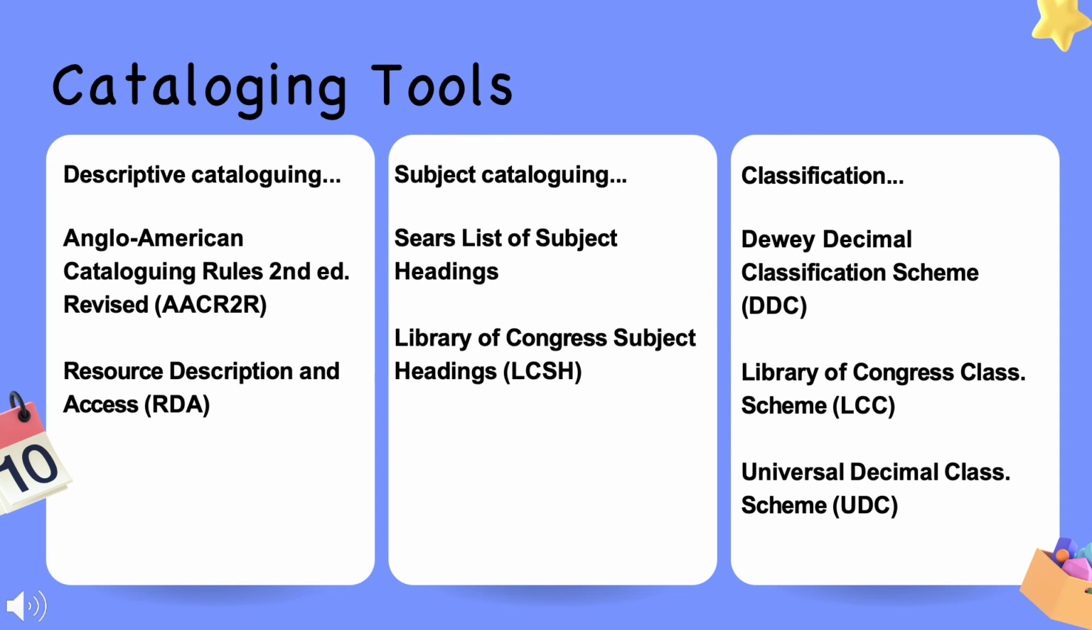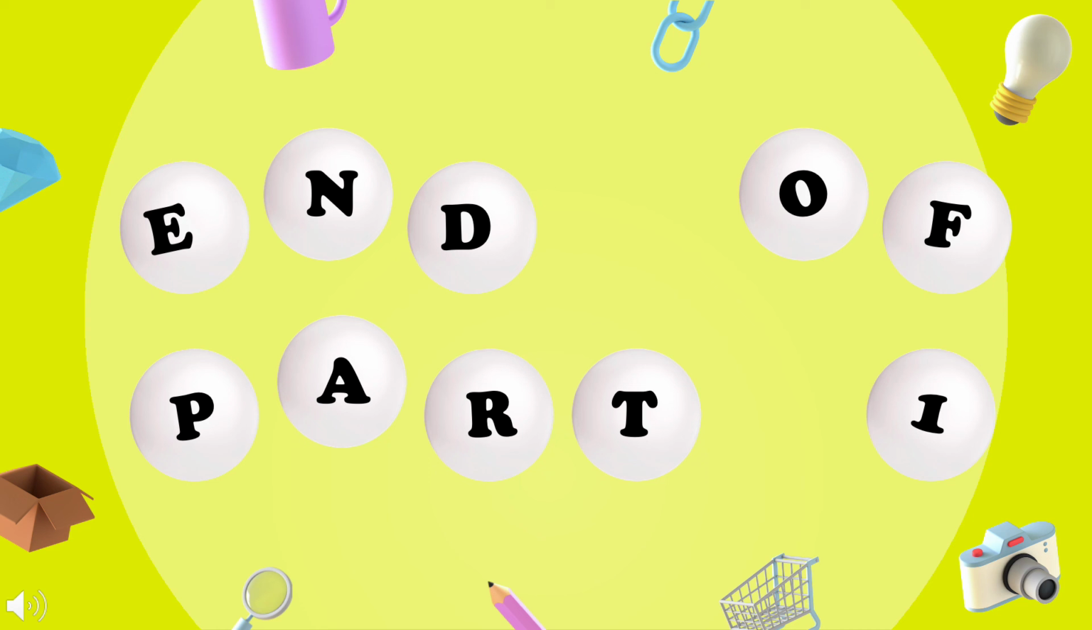Finally, we are coming to the end of Part 1. Here, it highlights cataloging tools. Cataloging tools for descriptive cataloging are Anglo-American Cataloging Rules 2nd edition revised, and Resource Description and Access. Meanwhile, cataloging tools for subject cataloging are Sears List of Subject Headings, and Library of Congress Subject Headings. And lastly, cataloging tools for classification are Dewey Decimal Classification Scheme, Library of Congress Classification Scheme, and Universal Decimal Classification Scheme. It is the end of Part 1.